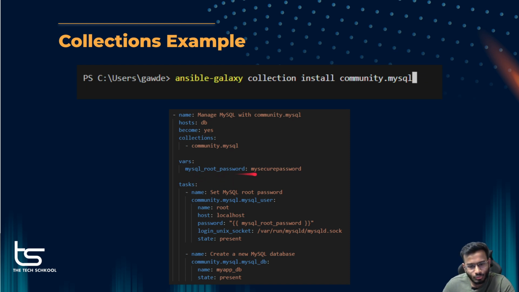So I'm using the MySQL root password under variables. Then you can see I have started with my task. What is my first task? Set the MySQL root password. Again, this is a custom-built module and it will be present in the documentation: community.mysql.mysql_user. You have to mention name, host, password, login Unix socket, and state. This password is already mentioned over here, so it will come from here.